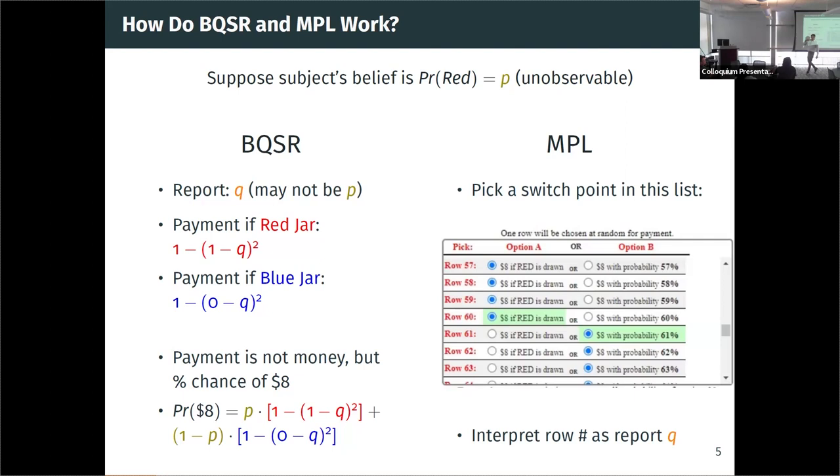Yeah. Theoretically, as for the MPL, you mentioned that the BQSR assumes no risk aversion, risk neutrality. Is that the same assumption here? Right. Yeah. So the reason we pay in probabilities instead of dollars is that it gets rid of the risk aversion concern. By paying in probability, we no longer need to assume risk neutrality. And this one here doesn't need any assumption of risk neutrality either. So both of these should now work, even if people are risk averse. Yeah, thank you for asking that, because I needed to.